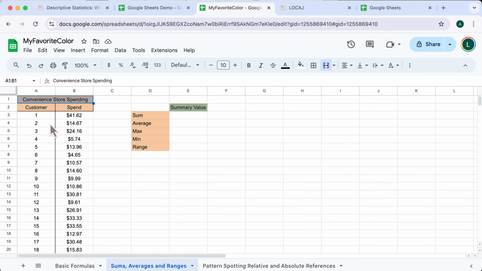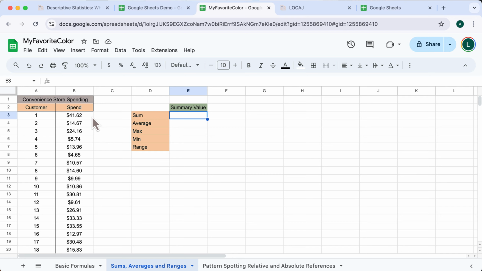So what we have is a situation: we have convenience store spending, we have who the customer is, just customer ID 1, 2, 3, 4, 5, and then how much money they spent. So customer 1 spent $41.62. Customer 2 spent $14.67. You get the idea. I want to know how much got spent in total.